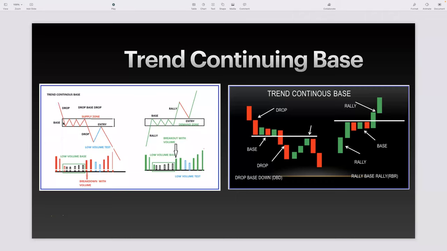the first move was a drop. It dropped, it downtrended. And then it formed this base. Again, we don't use the word sideways trading. It is forming a base, okay? It is basing. And then in this example, it ended up dropping. So it was a drop, it based, and then they ended up dropping it again.